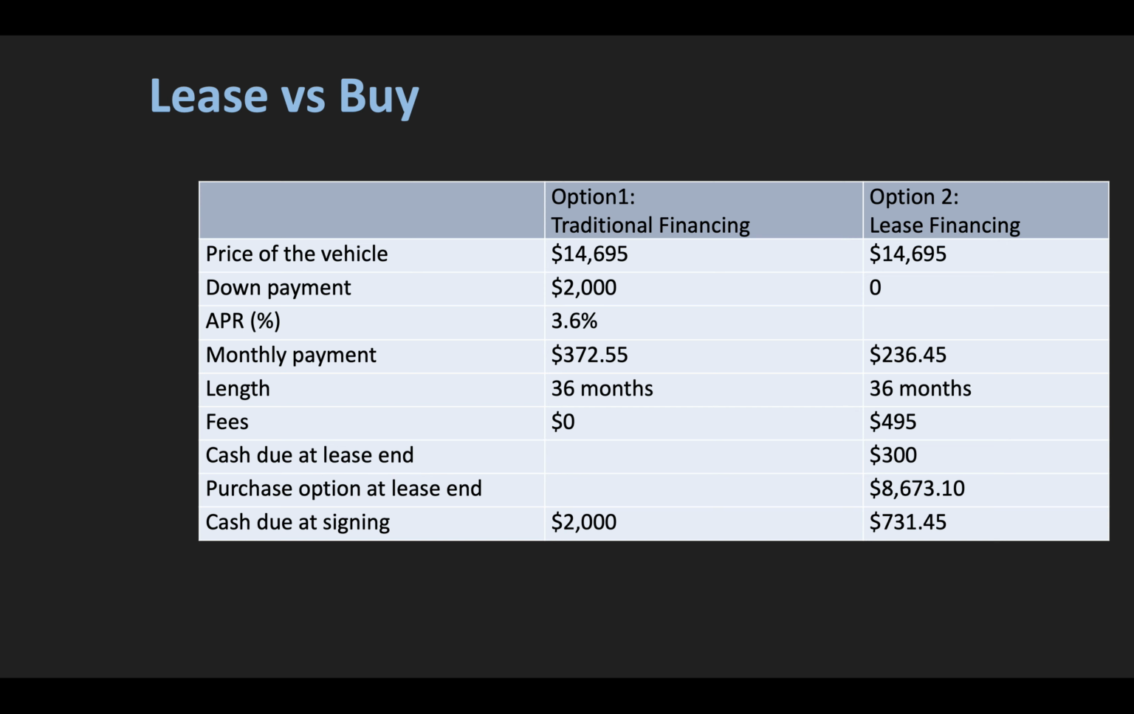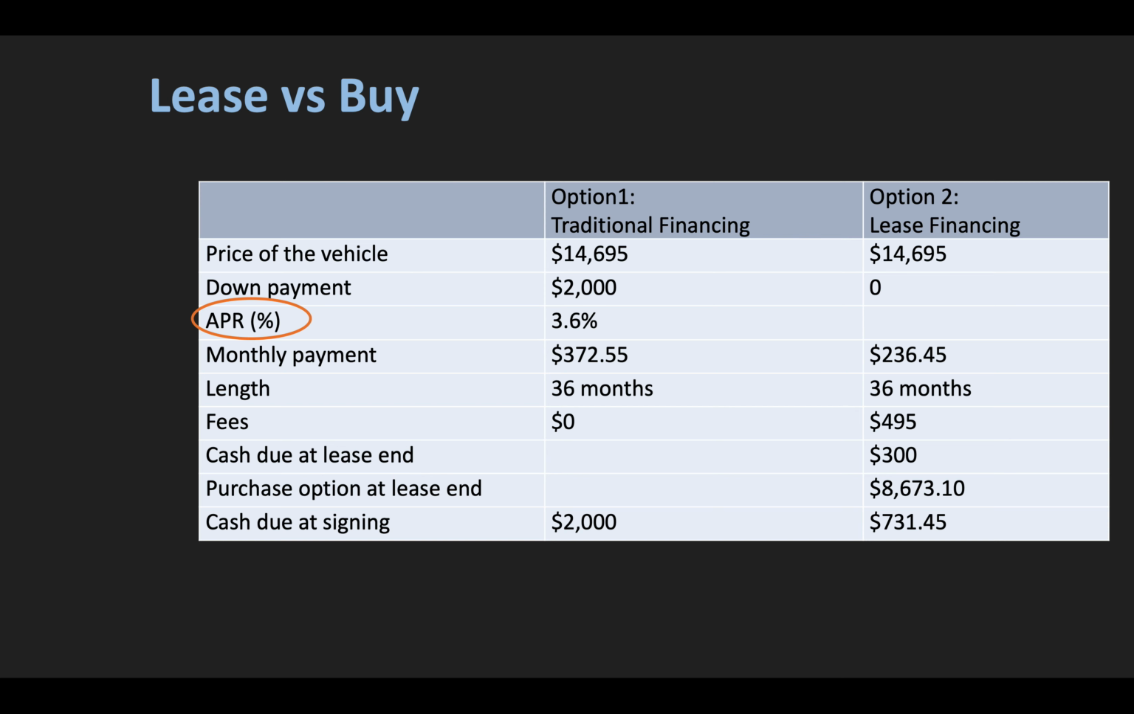And if you buy the car, then assume that you can turn around and sell it to your friend. That will be the same money, right? So because you have a down payment, the cash due at signing will be $2,000. But for leasing, you need to pay the $236.45 plus the $495 at the beginning of the lease, right? That's the difference.